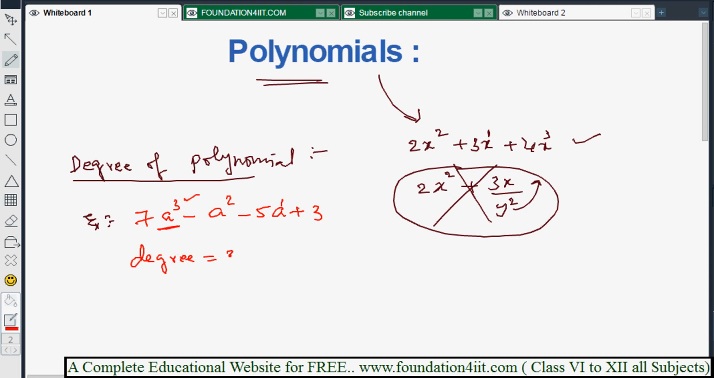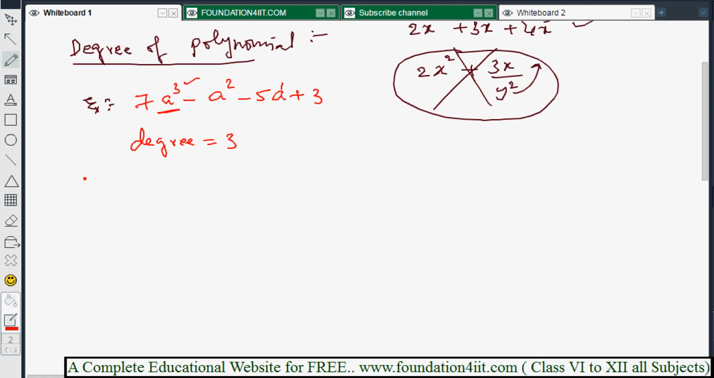Only the highest power of a variable you should take. Okay, let me show you some more examples. First of all, we should find out whether it's a polynomial or not. Then only are we able to say the degree. Okay, 6 plus 5y square minus 7y to the power 4.